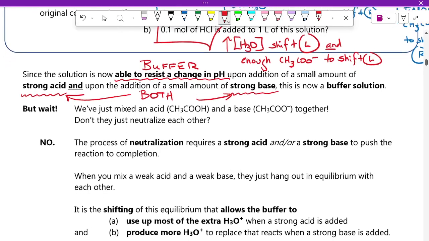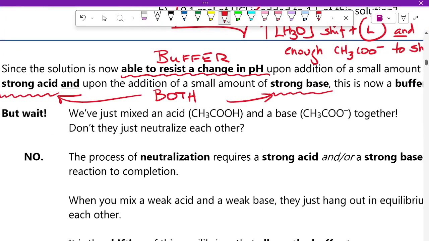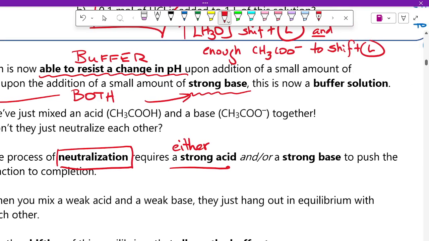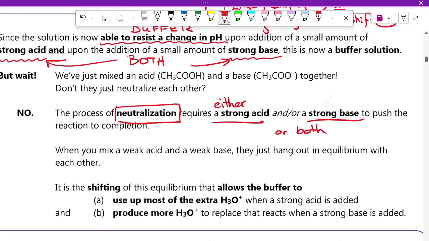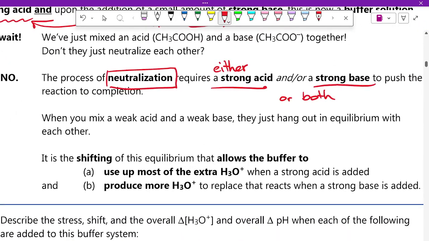And now I sometimes get the question, we've just mixed an acid and a base together, don't they just neutralize each other? The answer is no. Remember, for neutralization, what do you need? You need one of the two of the pair to be strong. Both of these are weak, so they just form an equilibrium. There's no neutralization. In neutralization, you need either a strong acid or a strong base, or both. If you mix a weak acid and a weak base, they just hang out in equilibrium.